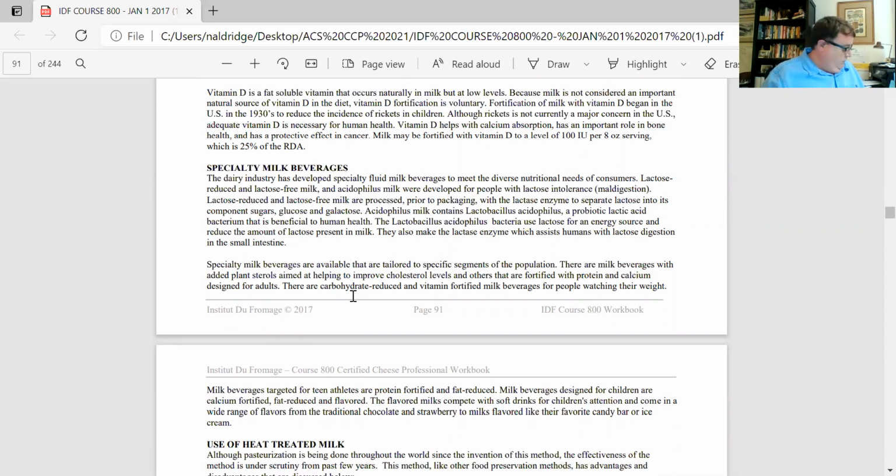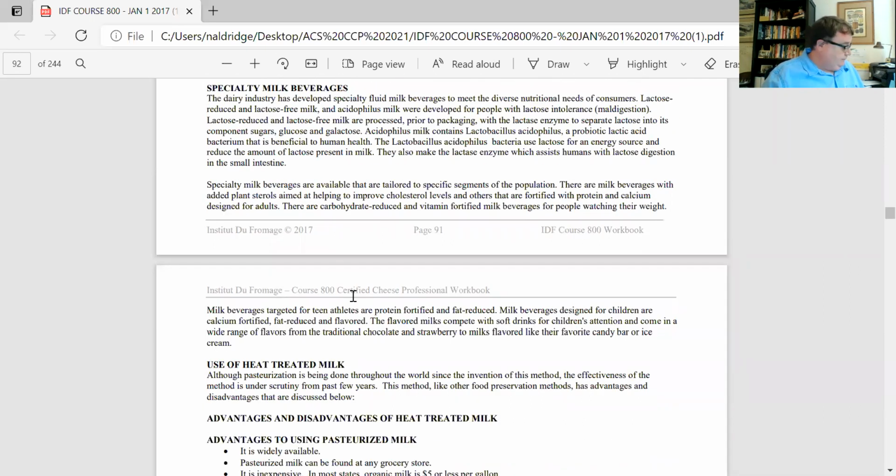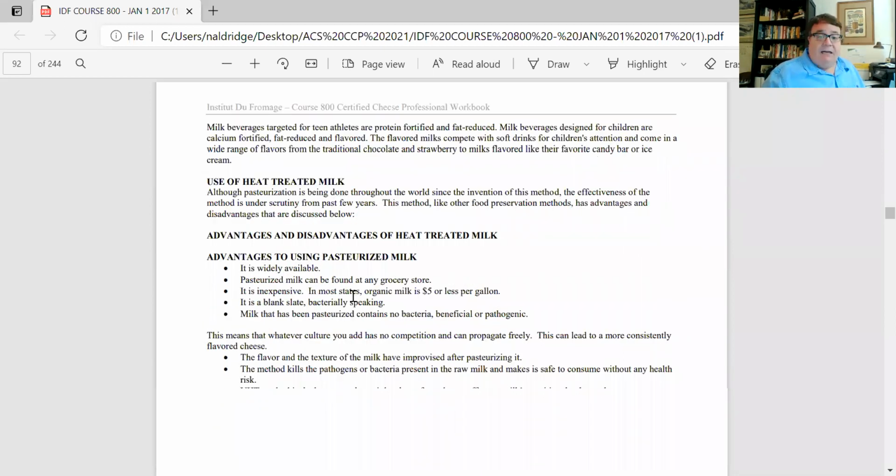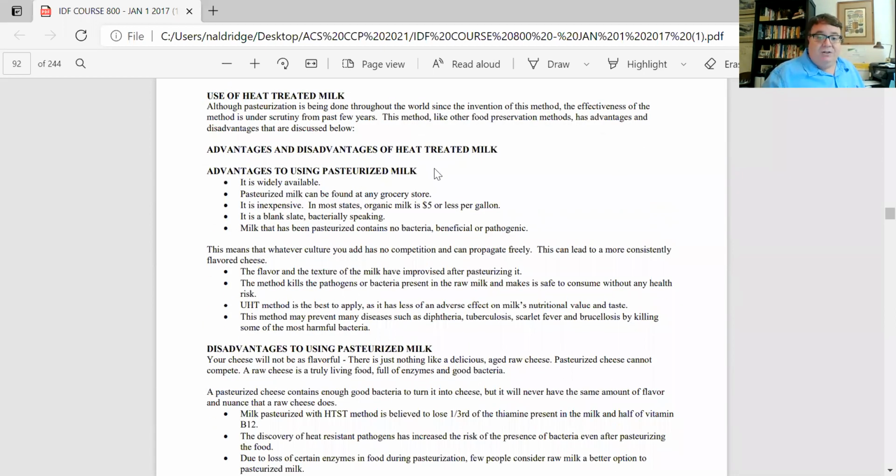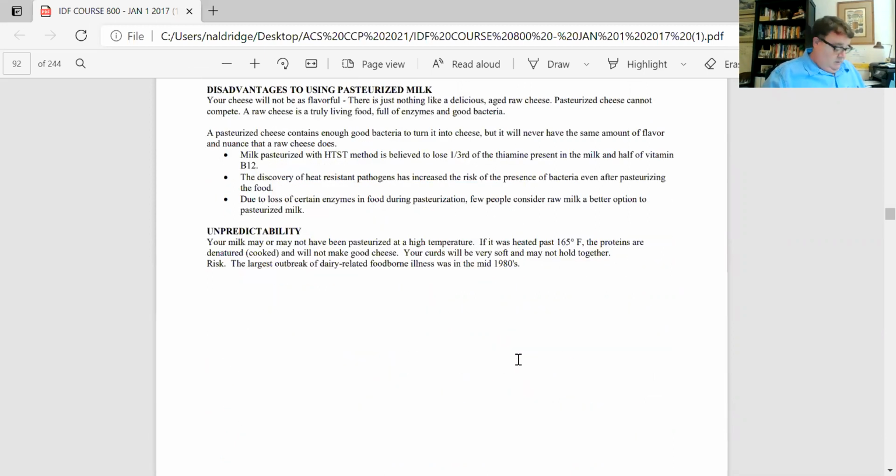All righty, now we're moving to page 92. And here I've highlighted the advantages to using pasteurized milk. That's a good thing to remember. And the disadvantages to using pasteurized milk. I would read through that. All right. Now moving to page 93.